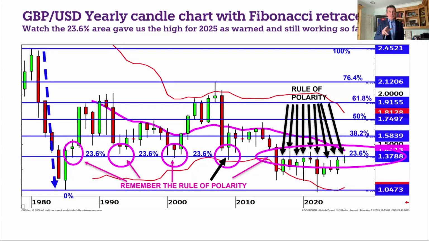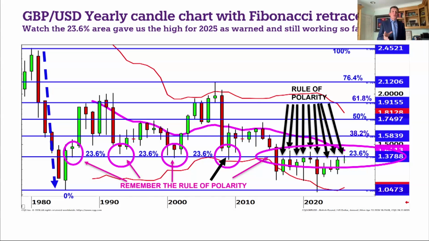But the important bit just at the moment is this one which I've highlighted with the pink circles. The 23.6%, which is around about 137.88. Every time sterling dollar got there after 1984, the market just bought it and it rallied. There was always a good rally off that area. Brexit, it broke below it.